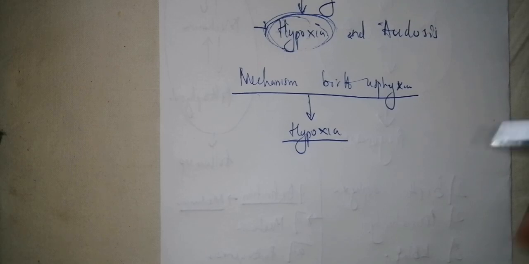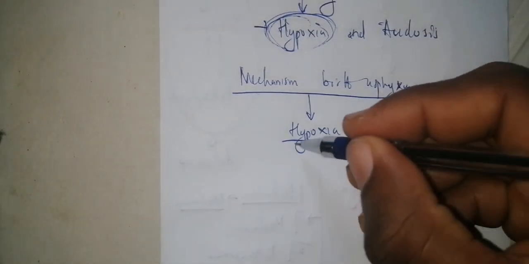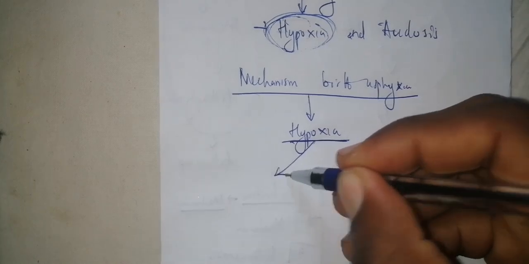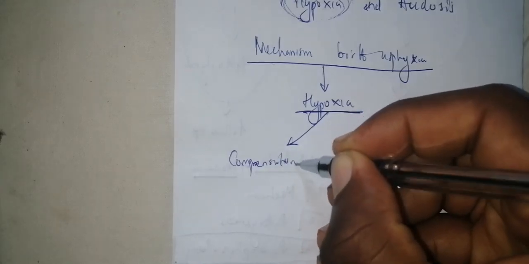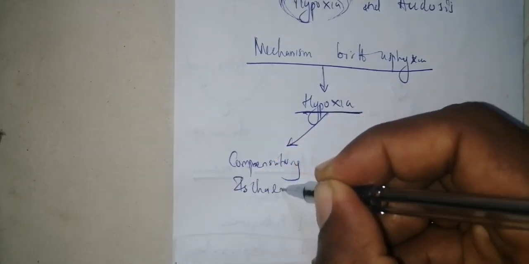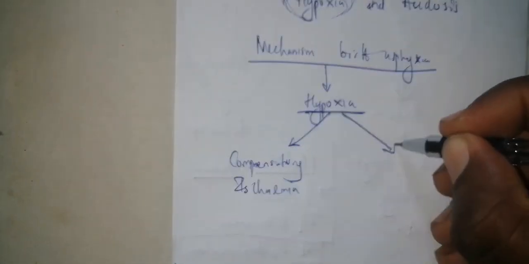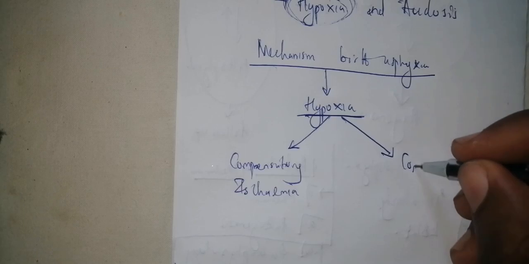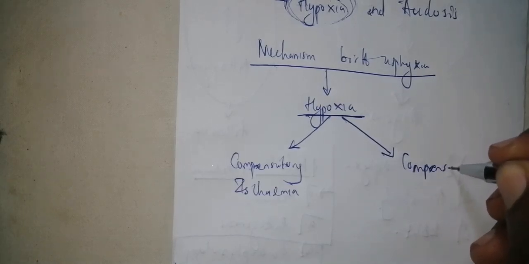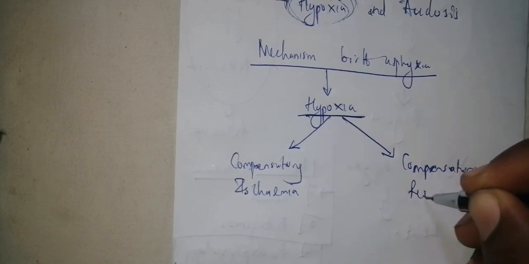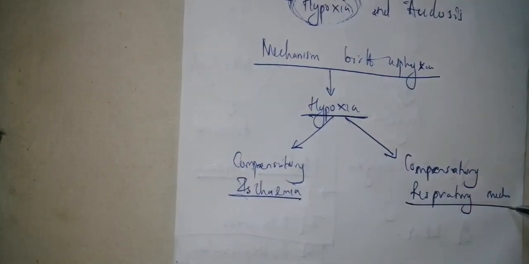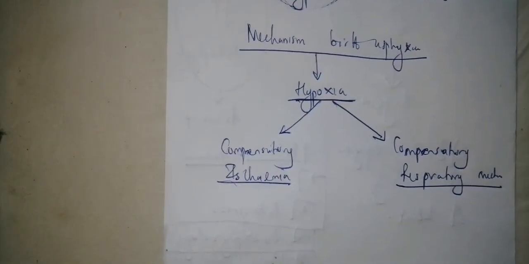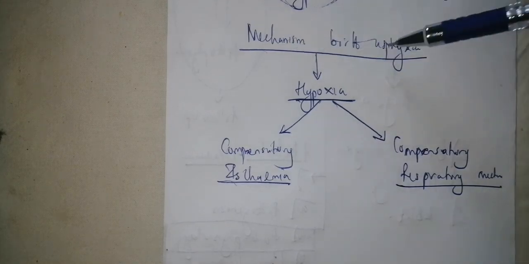Now, when you have hypoxia, the hypoxia is going to have two major mechanisms. The first is the compensatory ischemic mechanism, and you are also going to have the compensatory respiratory mechanism. Those are the two major mechanisms on which you're going to have birth asphyxia.